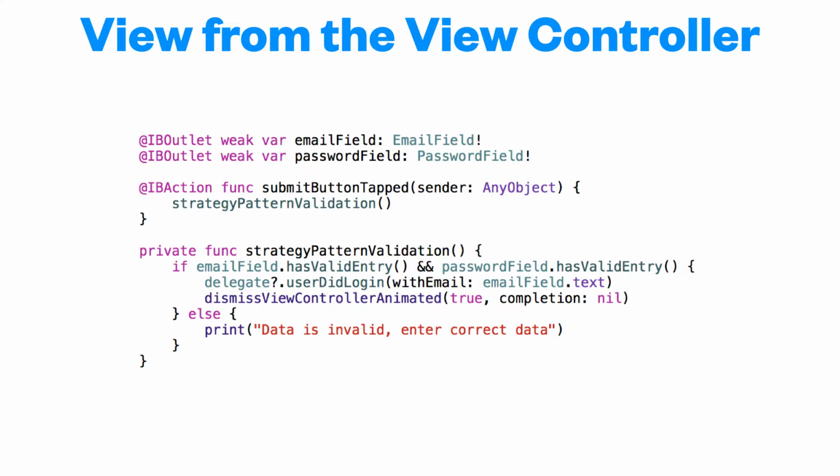So in the view controller, it will look like this. Instead of passing a couple of arguments to the validation method, we just ask whether the email field hasValidEntry, and the password field the same, hasValidEntry or not. So it's much simpler, much cleaner. We have more files, which is a downside, but it's much more readable even in this simple example.